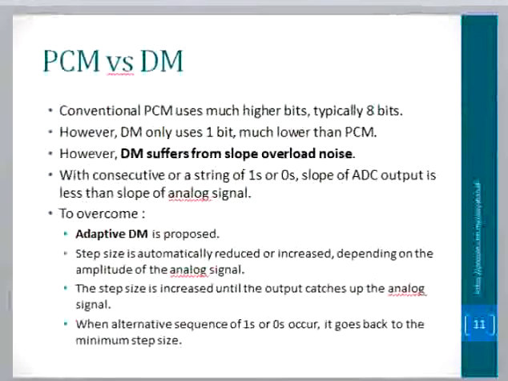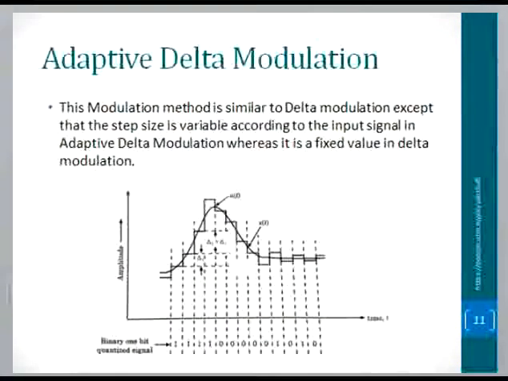Okay, and PCM versus DM. This is the adaptive delta modulation, where the modulation method is similar to delta modulation, except the step size is variable according to the input signal in adaptive delta modulation, whereas it is a fixed value in delta modulation. So it's the same as delta modulation, except for the step size. Step size is variable.